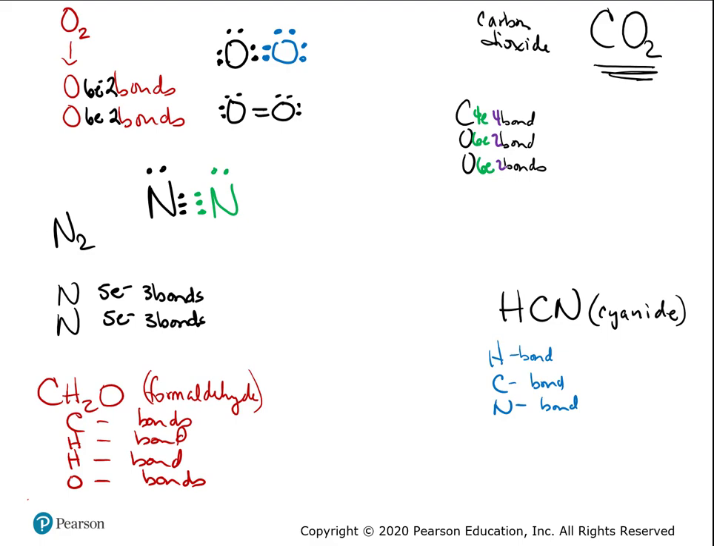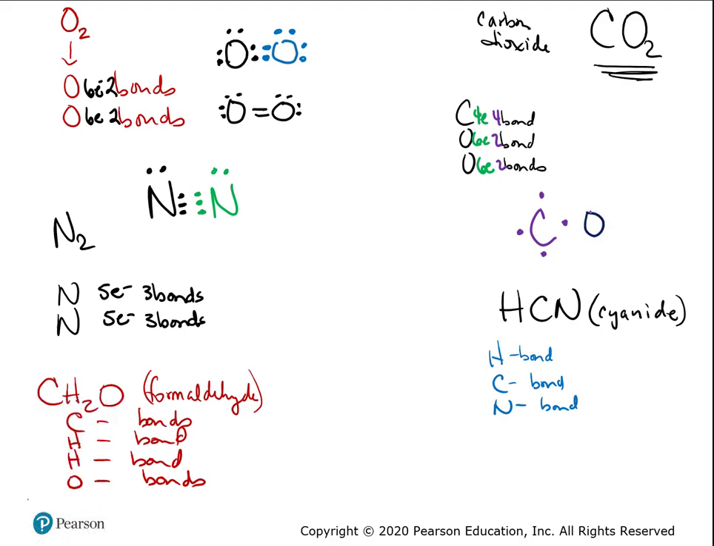Carbon, because it needs the most bonds. Carbon needs 4 bonds, oxygens only need 2. So I'm going to put my carbon down first. 1, 2, 3, 4. Okay? Put the dots, spread them out. Then I'm going to add an oxygen. I have 2 oxygens left, so they both need the most number of bonds, so I'm going to add the oxygens next.